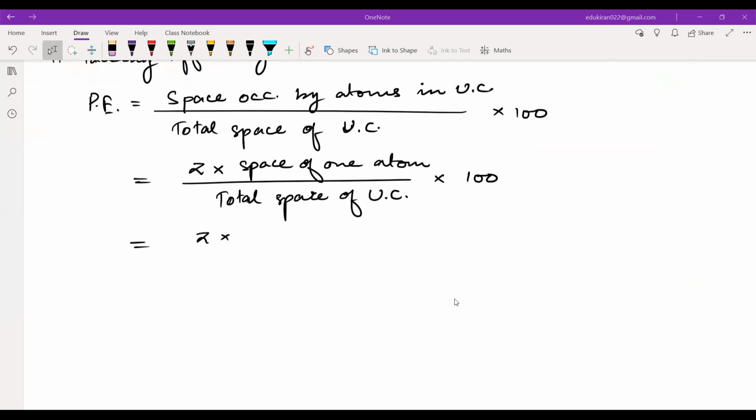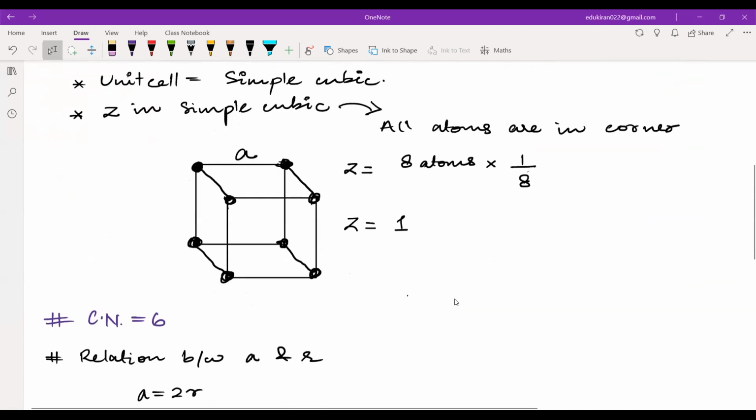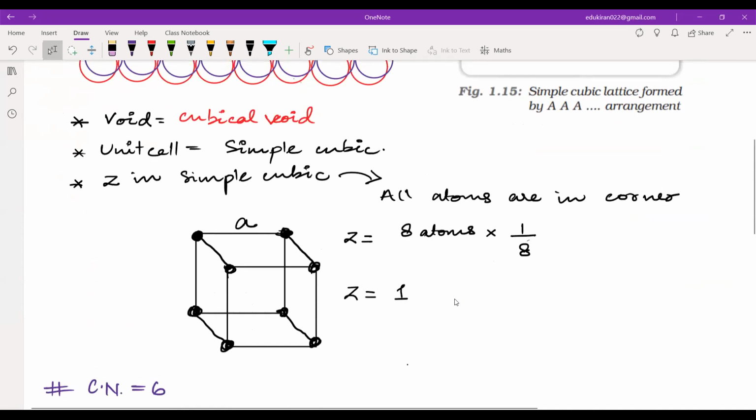Space of one atom will be 4/3 pi r cube divided by total space of unit cell. What is the unit cell? What is the shape of unit cell? Tell me. Simple cube. Cube. Okay.